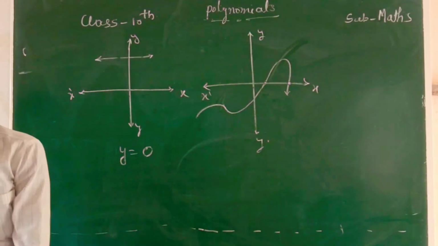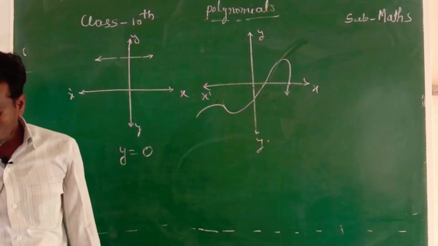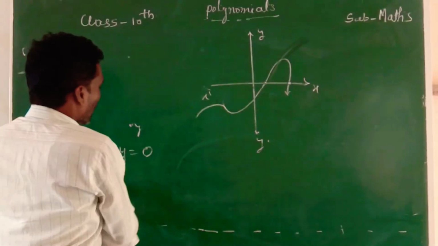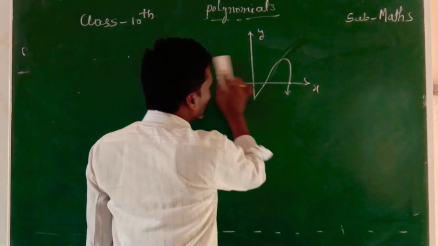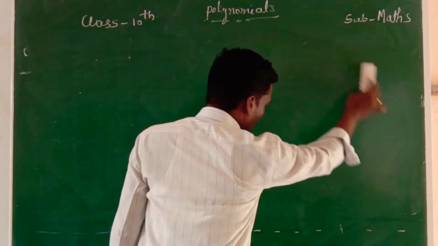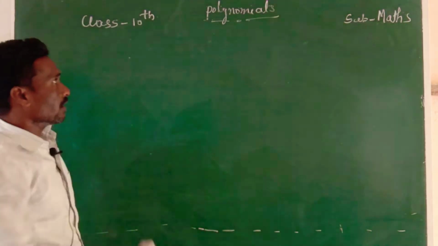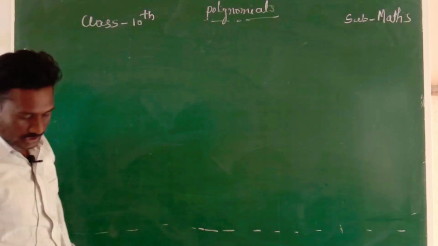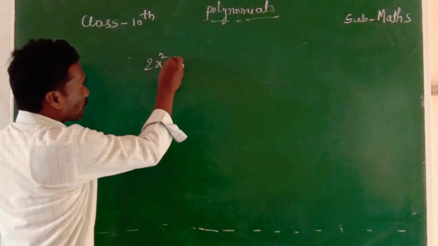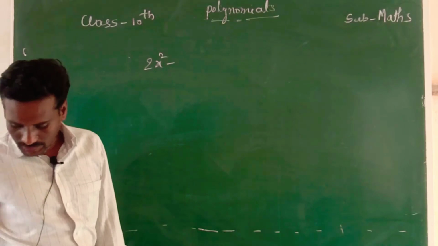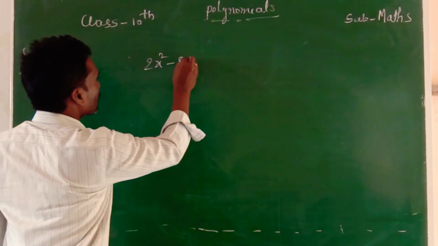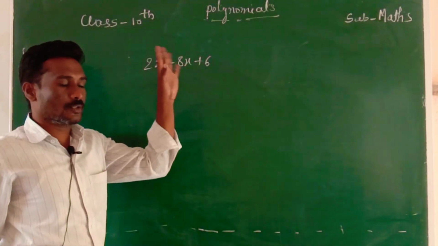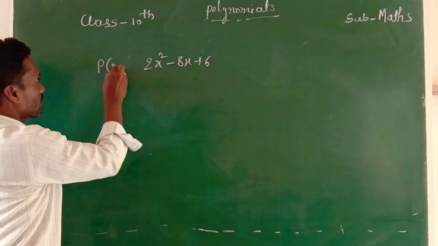Next we can see the relationship between the zeros and coefficients of the polynomial. Here next we are going to see the relationship between them. Take 2x square minus 8x plus 6 as a polynomial. This is p of x I am going to take.